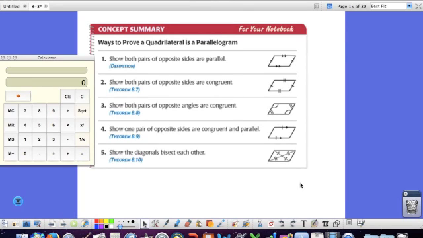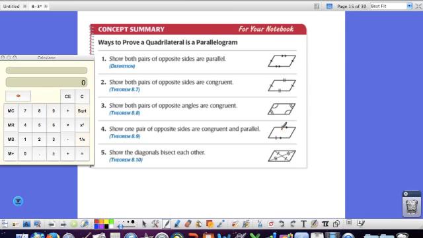And here is your concept summary, ways to prove that a quadrilateral is a parallelogram. If both pairs of opposite sides are parallel, it's a parallelogram. If both pairs of opposite sides are congruent, it's a parallelogram. I'm going to jump down to this next one. If you have one pair of opposite sides that is both congruent and parallel, it's a parallelogram. If both pairs of opposite angles are congruent, then it's a parallelogram. And if the diagonals bisect each other, it's a parallelogram.